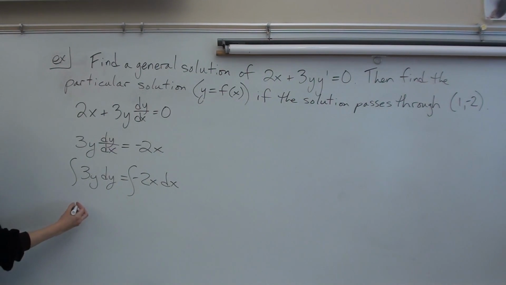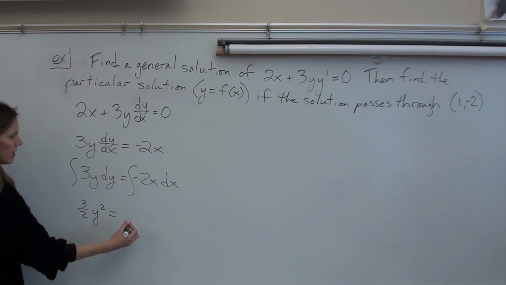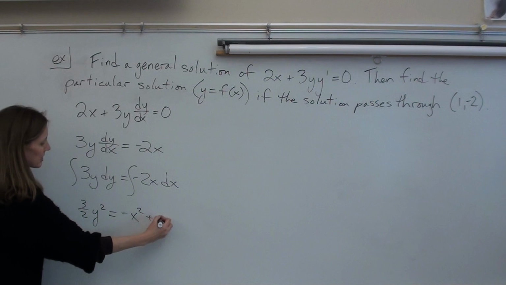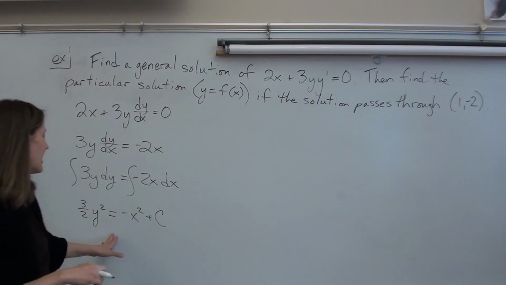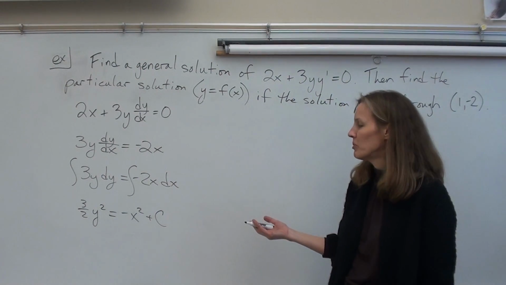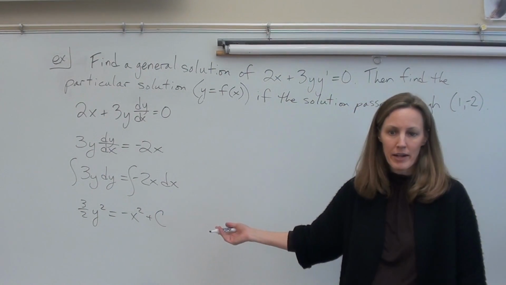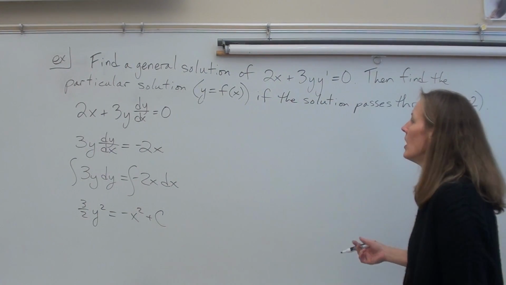All right, so you should have 3/2 y squared equals negative x squared plus c. Everyone have that? C? All right, this is a perfectly good general solution. They didn't ask for the general solution to be solved for y, so that's fine. But now we've got to find the particular solution, which does have to be solved for y.